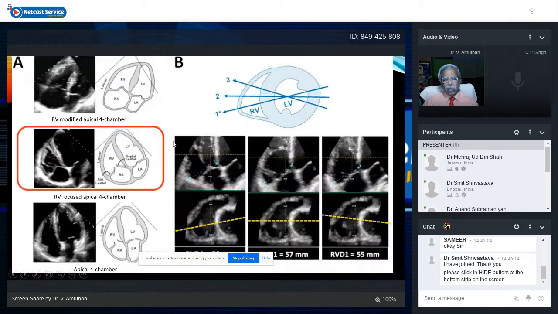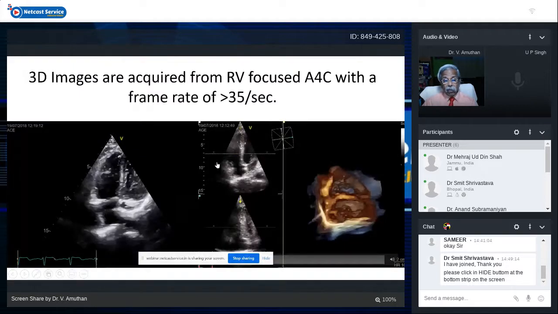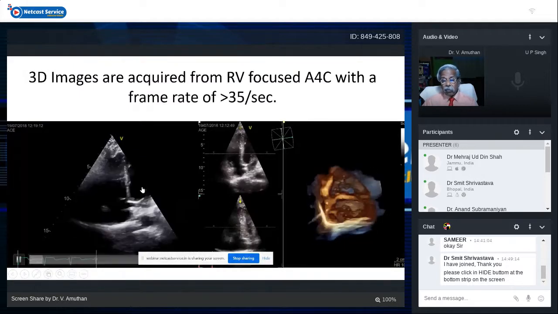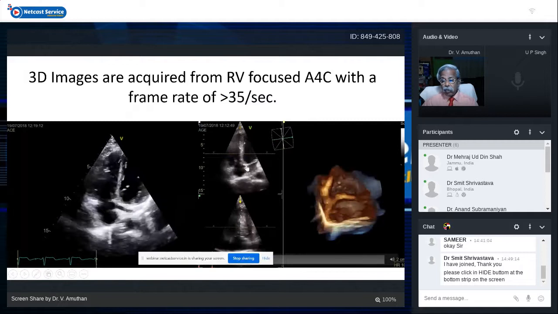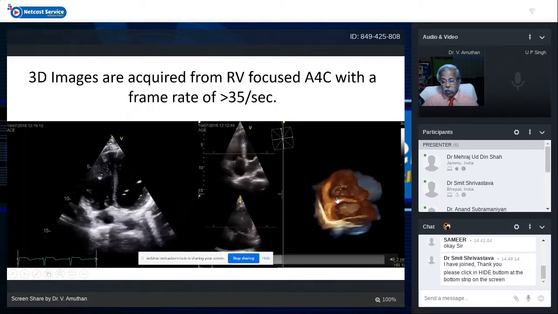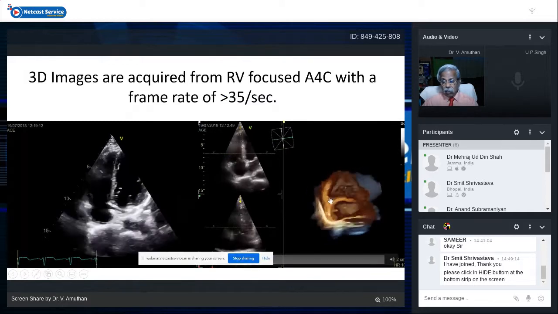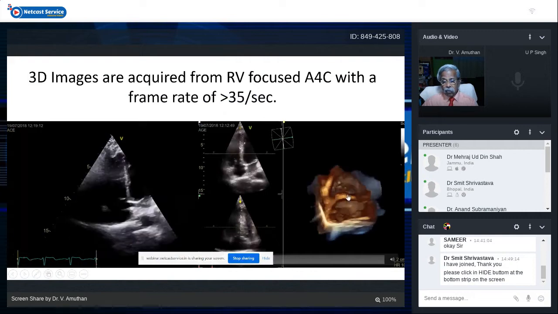These are the views which are selected for this. This is the RV modified apical 4-chamber. This is the RV focused apical 4-chamber, and this is the regular apical 4-chamber. What is required for calculation of the RV volume is the RV focused apical 4-chamber. And you can see here, this is the RV focused apical 4-chamber, and the 3D image is acquired. You can see here, this is the LV, this is the interventricular septum, this is the RV which is placed.